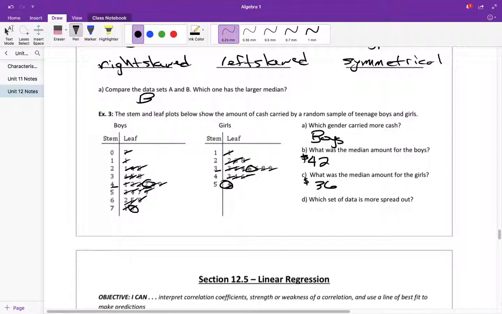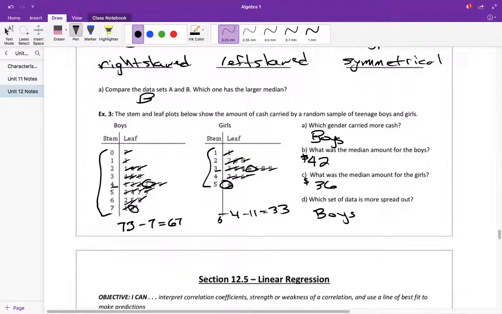So which stated data is more spread out? Hopefully that's pretty clear to see. For boys, you go from 0 to 7 for the stems. For girls, you go from 1 to 5. If you were to find the range for both, you would take 73 minus 7 is 67 for the boys. For the girls, you would take 54 minus 11, which is 33. So which one is more spread out? Pretty clearly it's the boys that are more spread out.